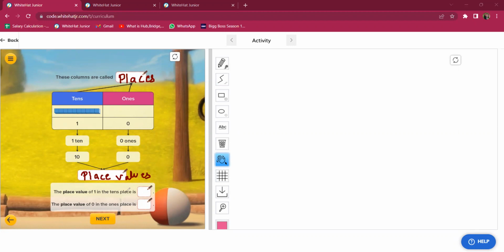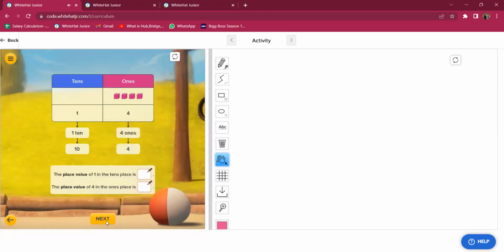Okay. The place value of 1 in the tens place is 10. So yours, 1 is 10. And the place value of 0 is 0. Okay, so you write this, check your answer, and go to the next one.